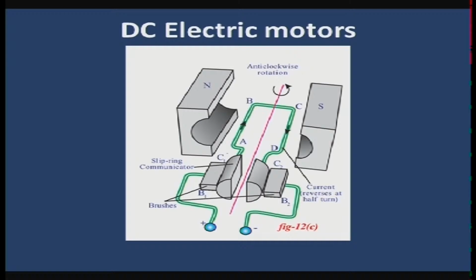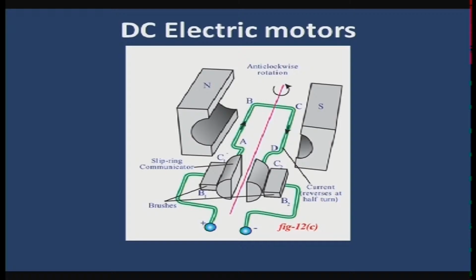So, here is a DC electric motor. Here the armature ABCD, that is the coil, is mounted on a shaft, and here we use a commutator, that is split rings, which are connected to the battery by means of brushes. Brushes are just in contact with the commutator, but they are not permanently fixed. This allows them to be in contact with the commutator even though the motor is rotating.